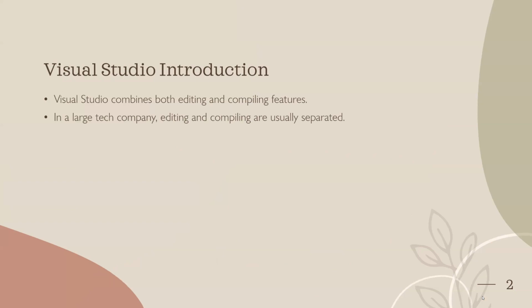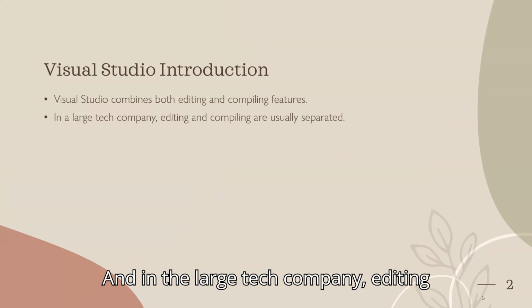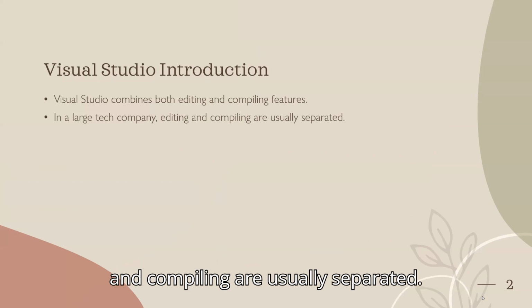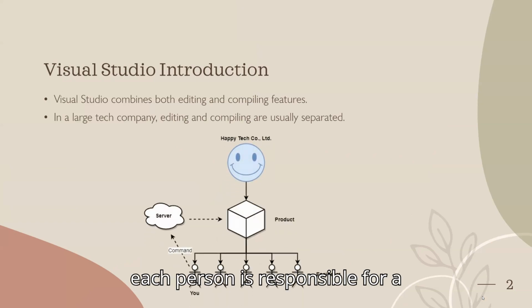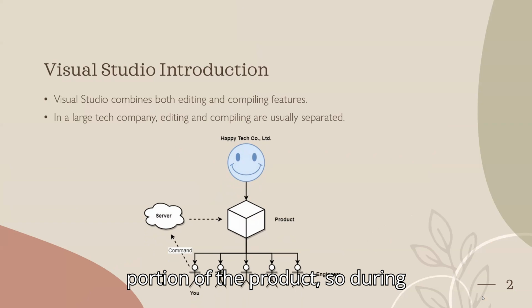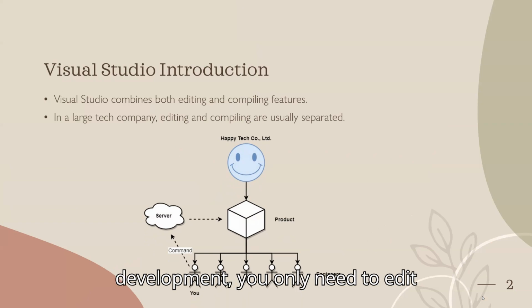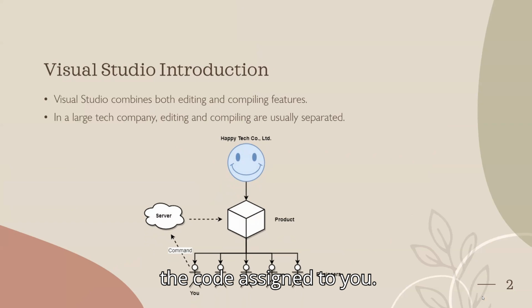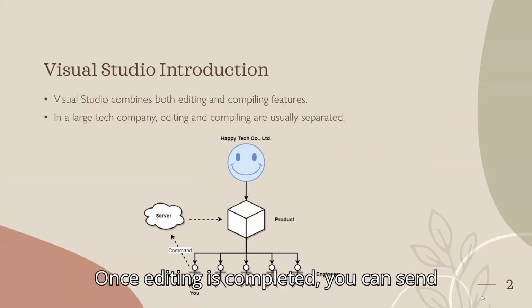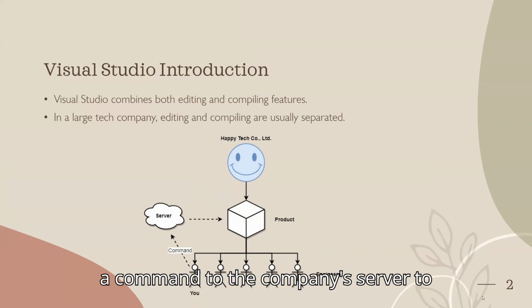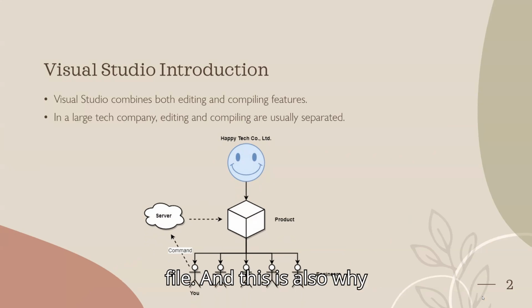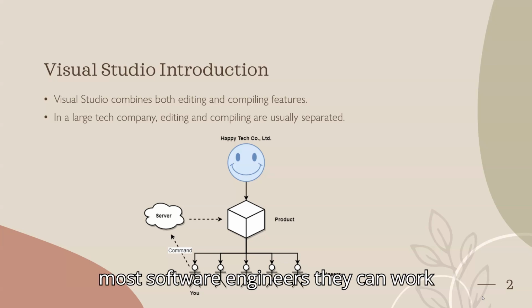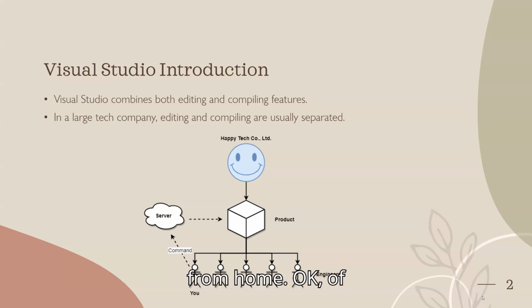execute our instructions. And in a large tech company, editing and compiling are usually separated, as illustrated in this image. Each person is responsible for a portion of the product. So during development, you only need to edit the code assigned to you. Once editing is completed, you can send a command to the company's server to compile the entire product's code, eventually resulting in an executable file. And this is also why most software engineers can work from home.